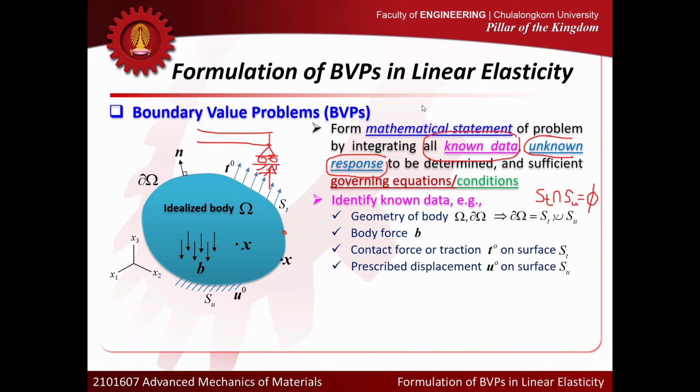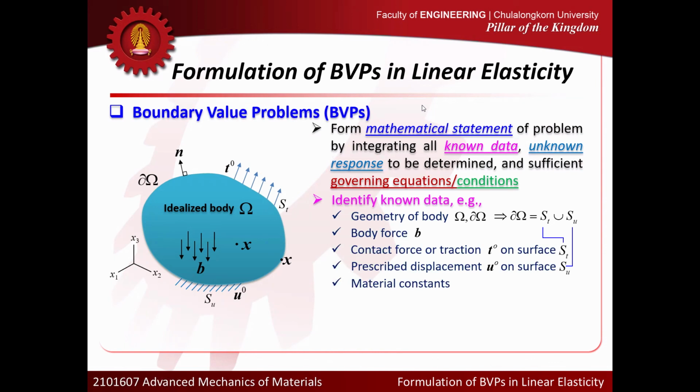So for ST and SU here, the intersection has to be the empty set, but the union has to be the entire boundary. What does it mean? The union has to be the entire boundary because there is no point on the boundary where you don't know either of them. At any point on the boundary, you need to know one of them, only one. You cannot have a point where you know both of them, and you cannot have a point where you know neither of them. This is the thing that you learned before. This is a known quantity. What else?